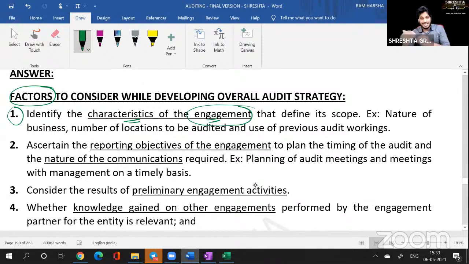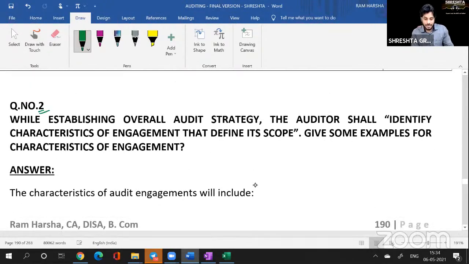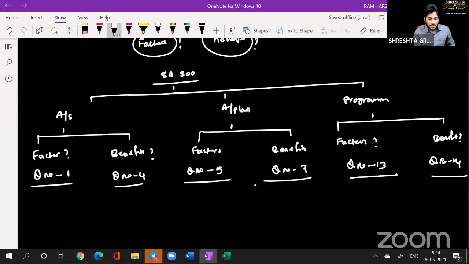See, first of all, I told you audit is an engagement. Whatever work we are doing, instead of calling it a contract, in our profession we call it an engagement. So, characteristics of engagement. Sir, what do you mean by characteristics of engagement? Don't worry, we have another question, question number 2. It is an exclusive question. This way also the examiner can ask you: while establishing the overall audit strategy, the auditor shall identify characteristics of the engagement. Give some examples. So along with question number 1, you have to read question number 2.